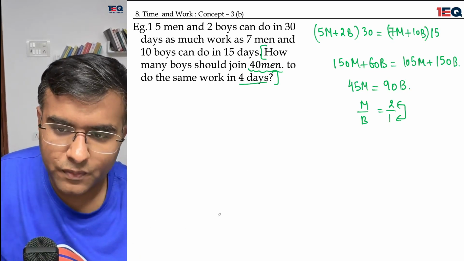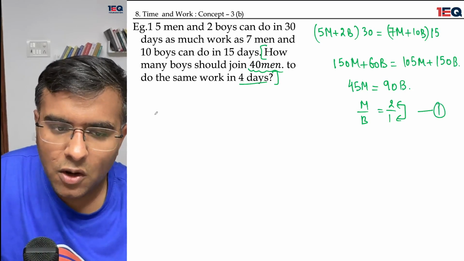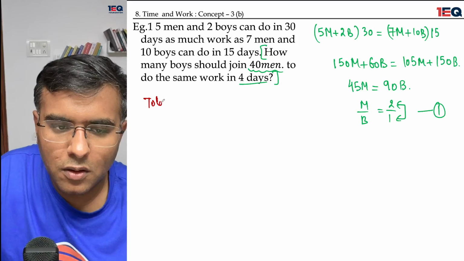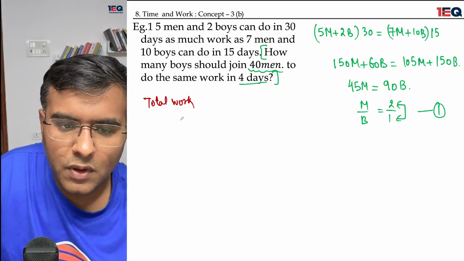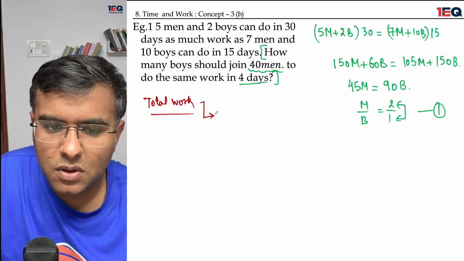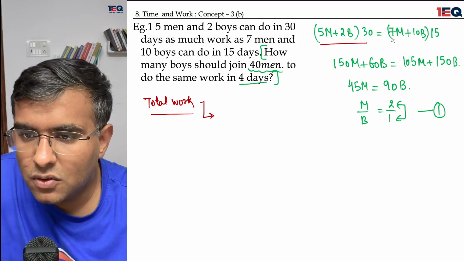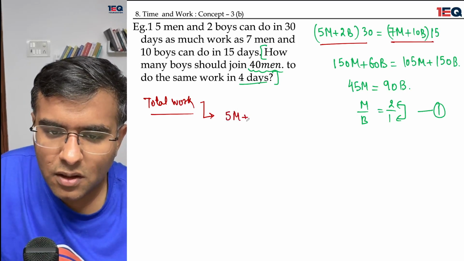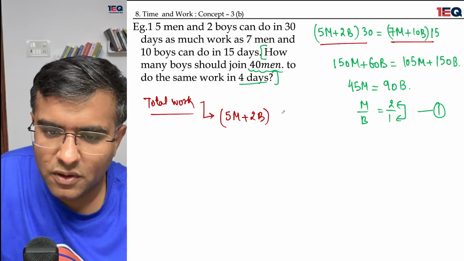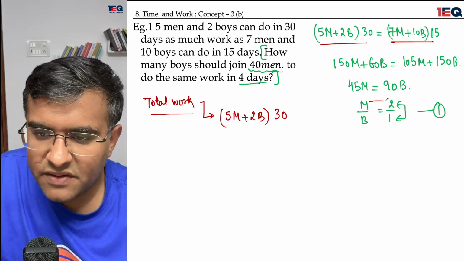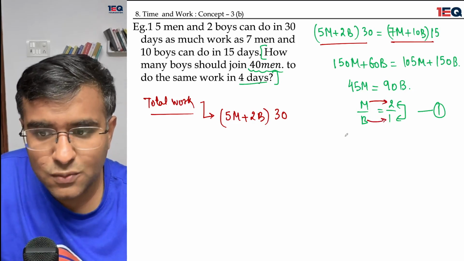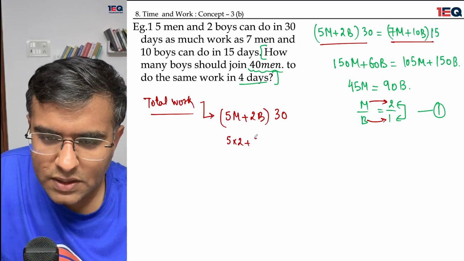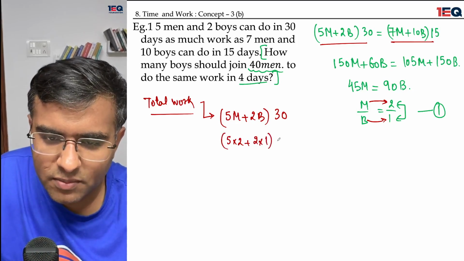What I'm going to do now, I have my first equation ready. Now I need to find out my total work. How would I do that? My total work would come by using either of the two equations. I'll use 5 men plus 2 boys working together for 30 days. Men's efficiency is 2, boys' efficiency is 1. So I'll put 5 into 2 plus 2 into 1 whole multiplied by 30.